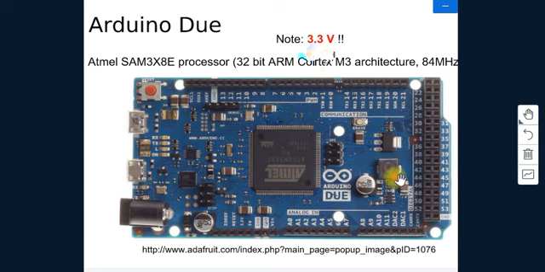Here ADC, DAC are available, and look at these digital pins. So these are digital IO pins. So this is the differentiation.